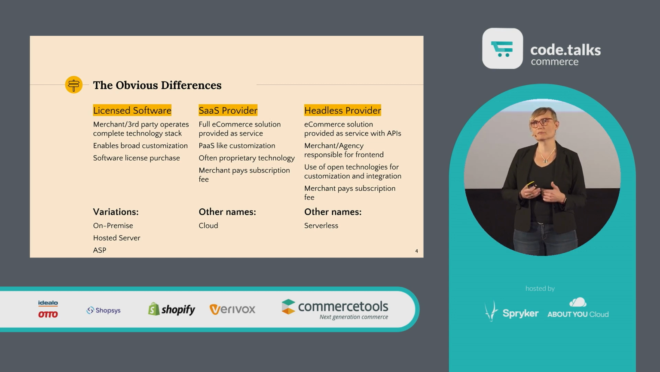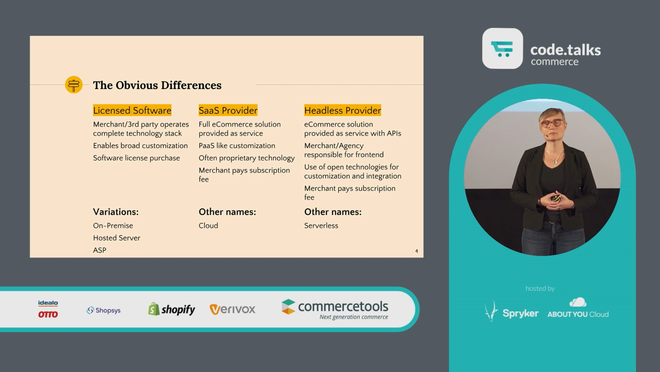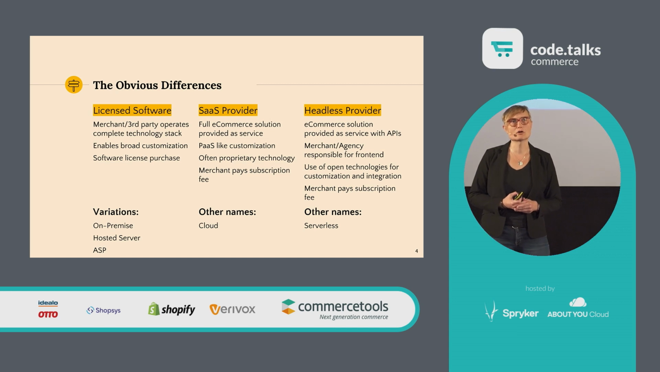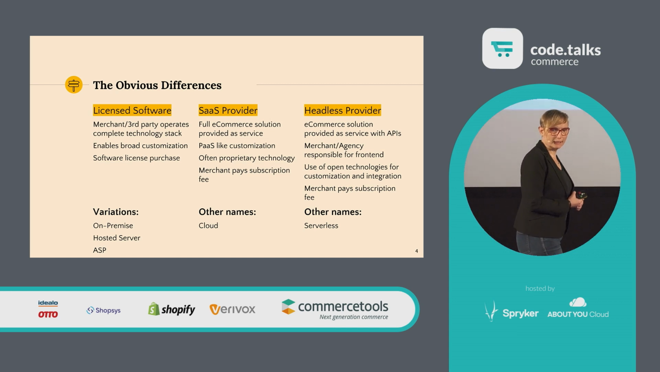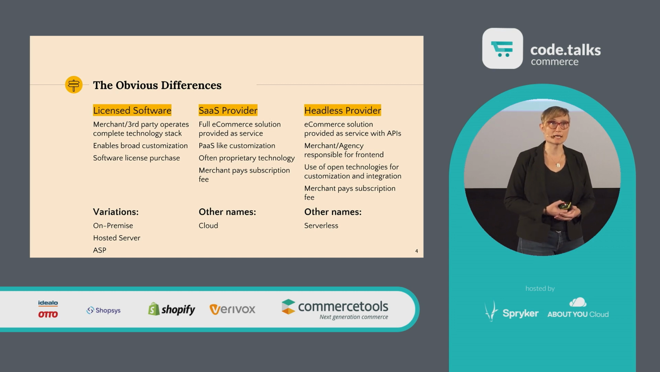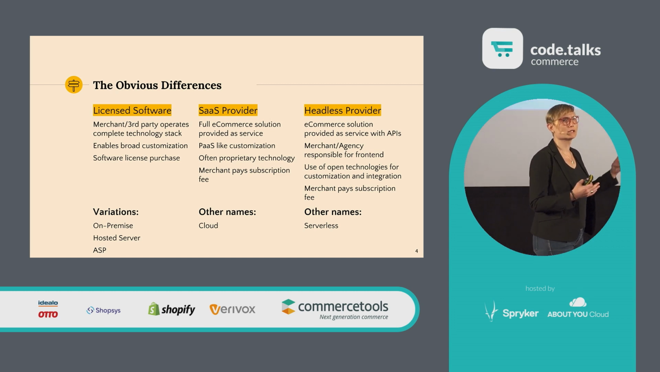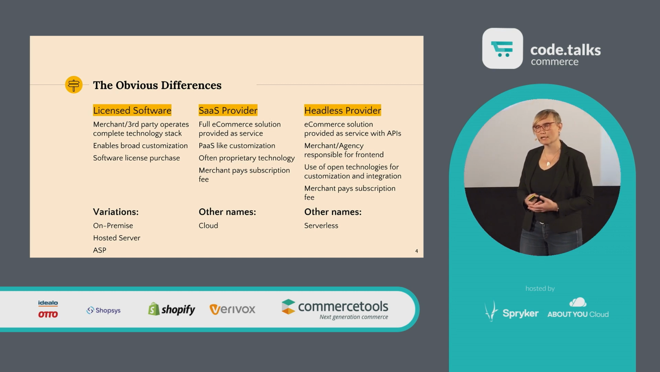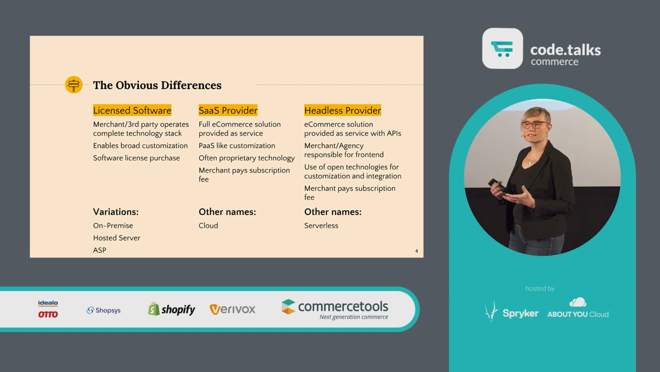So that's what, on first look, everyone talks about. Licensed software. I use this term licensed software instead of on-premise throughout the talk. The merchant or a third party operates the complete technology stack, and what is delivered is the core software. It enables broad customization, and it's a classical software license model. There are variations where you can get it hosted somewhere, or an ASP model, or on-premise, so there are different variations to this one.